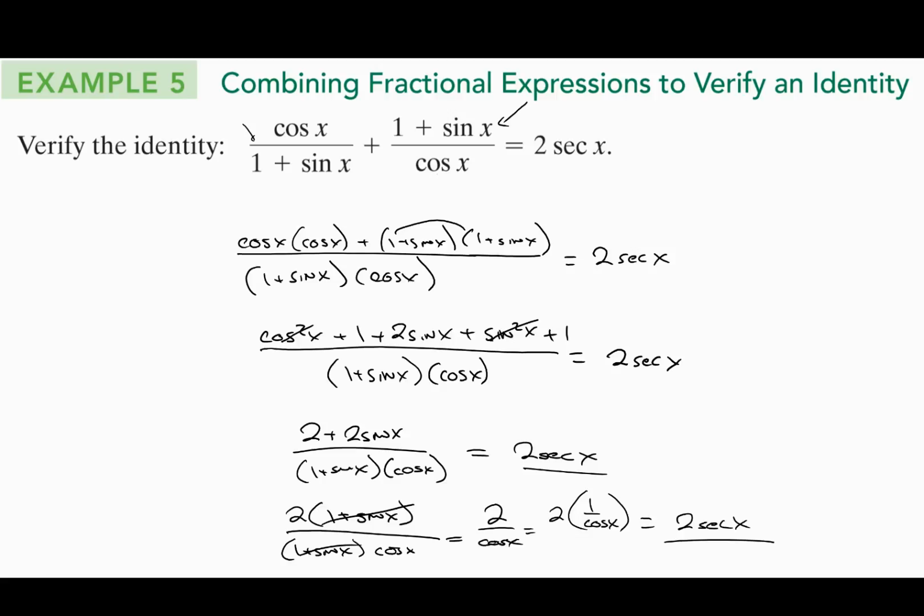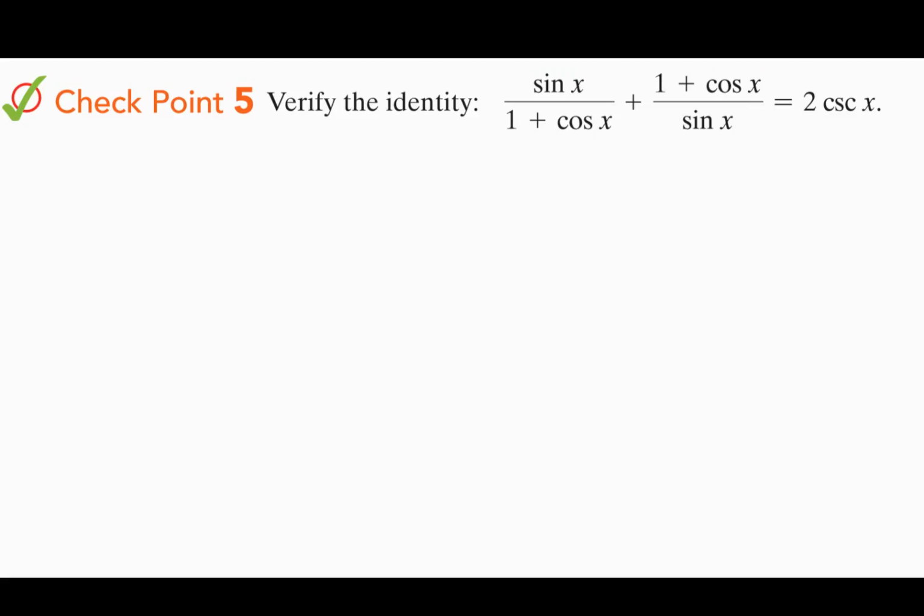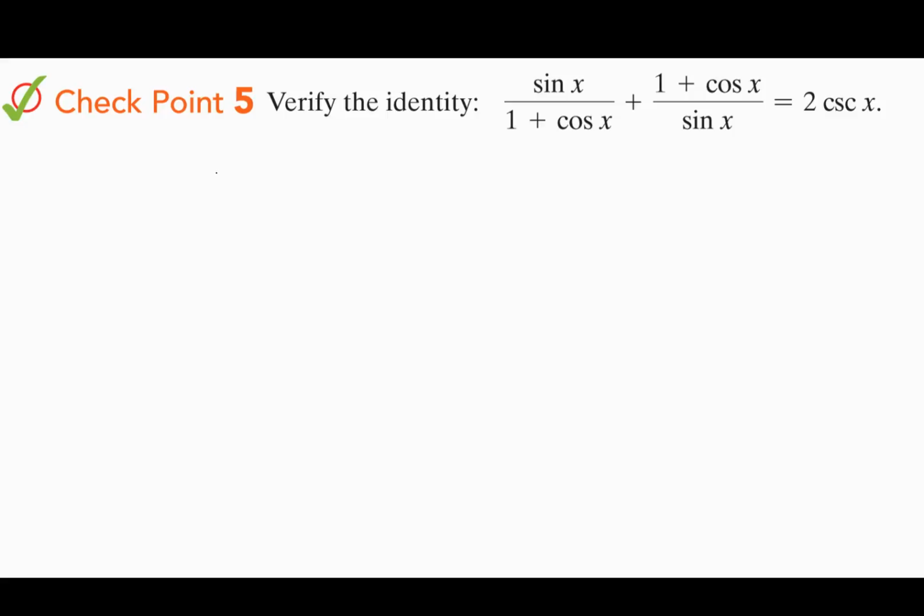Okay. So again, what were my steps here? Find a common denominator, multiply the numerators by what's missing from the common denominator, simplify the numerator, and cancel. And let's try one that's very, very similar. Try to get some more room here. Common denominator is 1 plus the cosine times the sine.